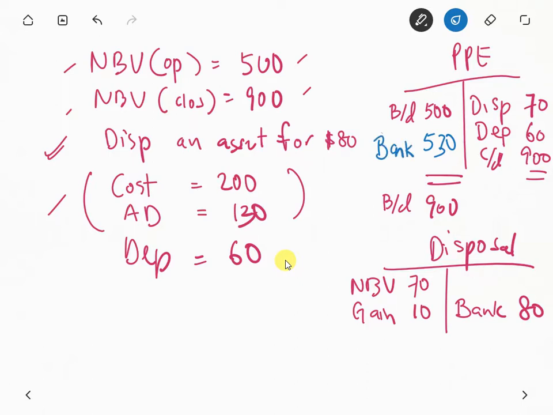Bank. During the year, I buy 530 assets. Understand? So which one will appear in my statement of cash flow? 530 is an outflow because I buy, and 80 is an inflow because I sell. Can combine together.